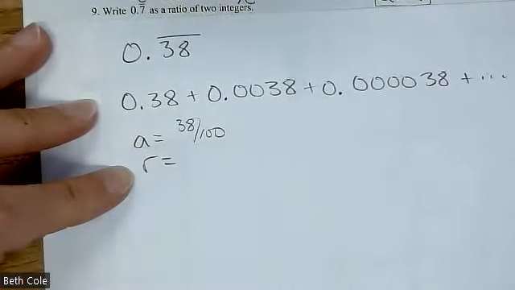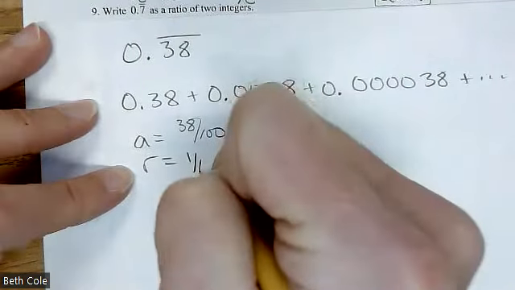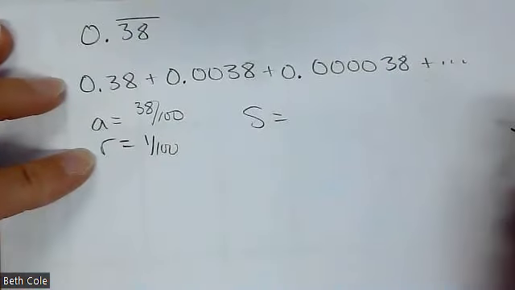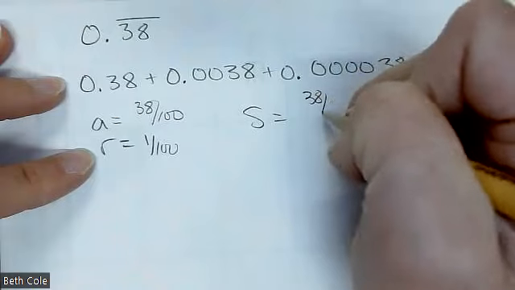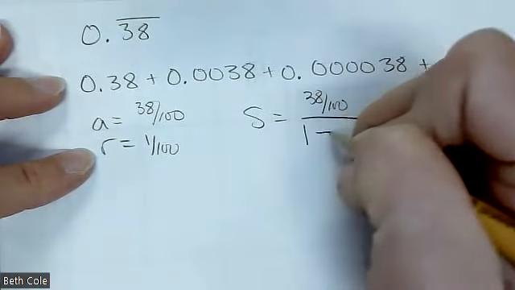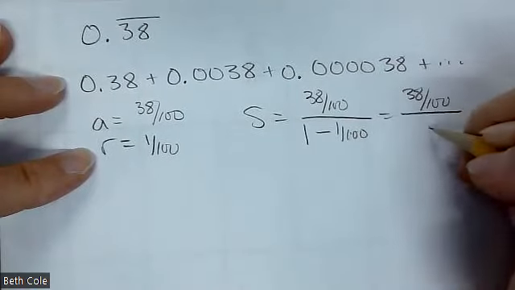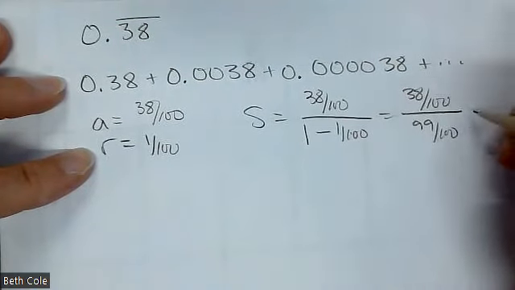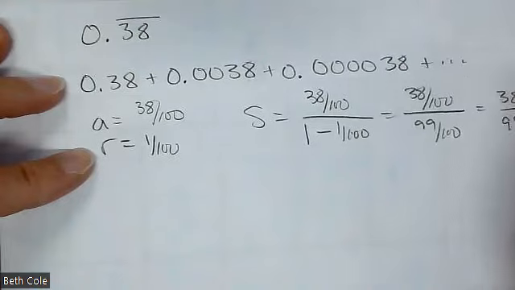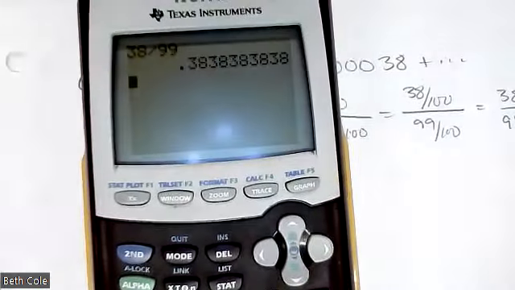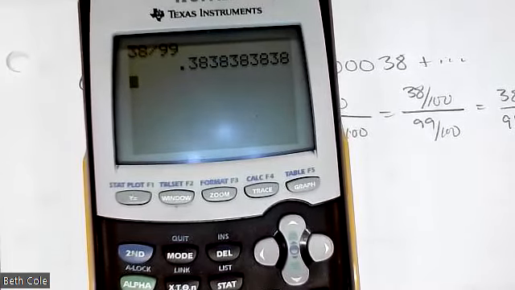And what is r? Now, this one we're scooting over 2 decimal points. So instead of a tenth, it's a 100th. That's smaller than 1. How would I set up my sum? That would be 38/100ths over, so 38 over 99. Thank you. I got us there in the end.